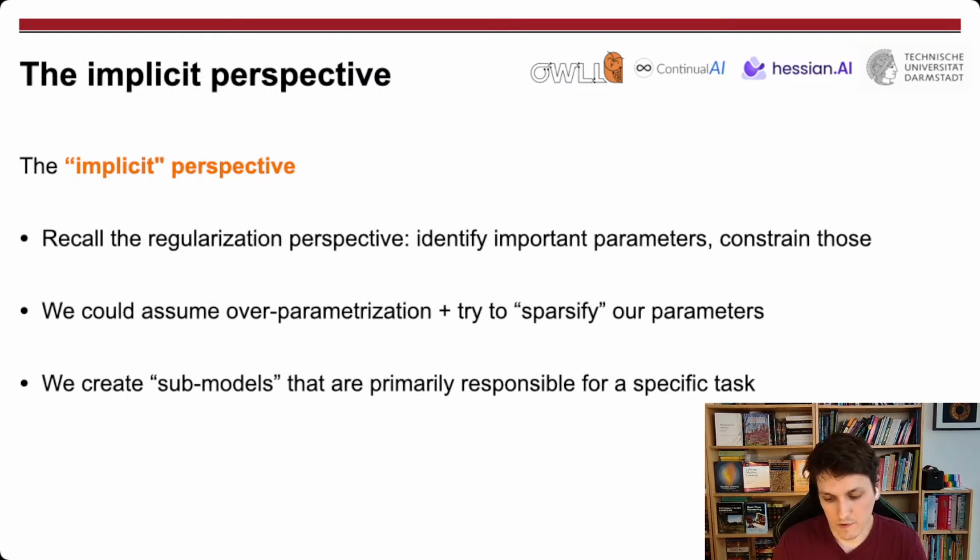So let us start with the implicit perspective, and also start with a fairly simple example on the next slide, where we can understand a little bit of what we desire, what we may want if we frame catastrophic forgetting from this perspective. For that purpose, recall very briefly again that we can see this maybe as a combination of regularization and over-parameterization, in the sense that we want to start with a very large model.